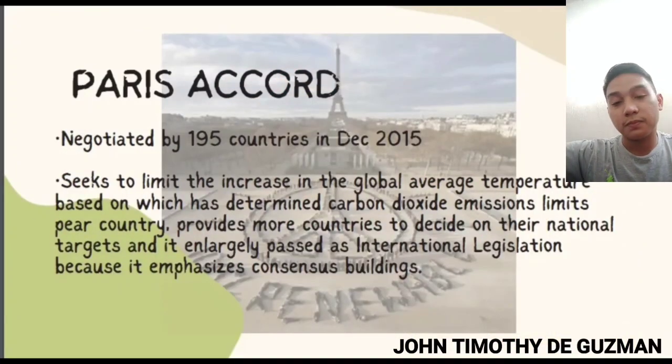Moving on, we have the follow-up treaty of the Kyoto Protocol, which is the Paris Accord, negotiated by 195 countries in December 2015. It seeks to limit the increase in the global average temperature, based on which it has determined carbon dioxide emission limits per country. It allows more countries to decide on their national targets, and it largely passed as international legislation because it emphasizes consensus building. But it is not clear whether this agreement will have more success than the Kyoto Protocol.